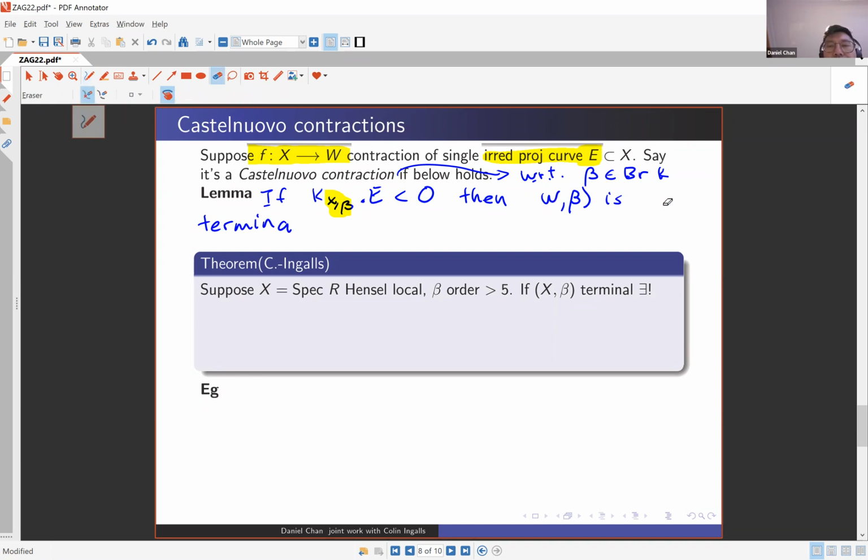I should say, if X_beta is terminal and you have this, so when can you contract the terminal to go to terminal? Okay, so if X_beta is terminal and you have a K-negative curve on there, E, then W_beta is terminal.